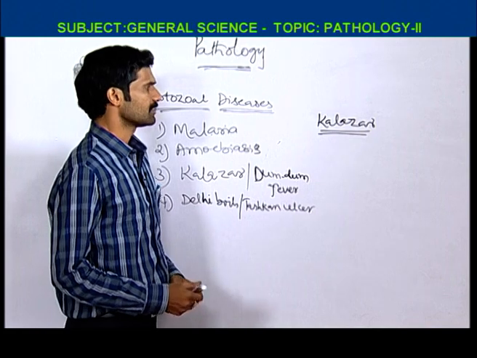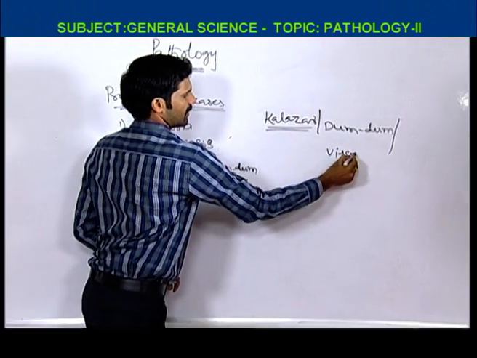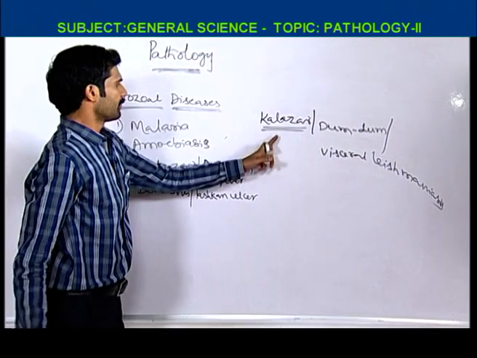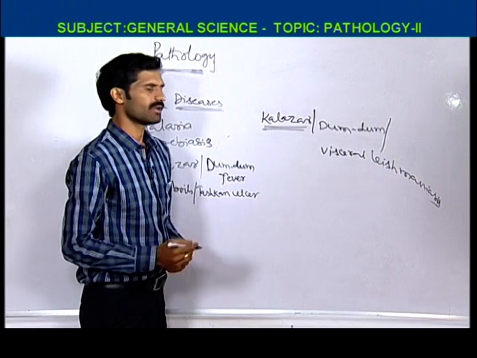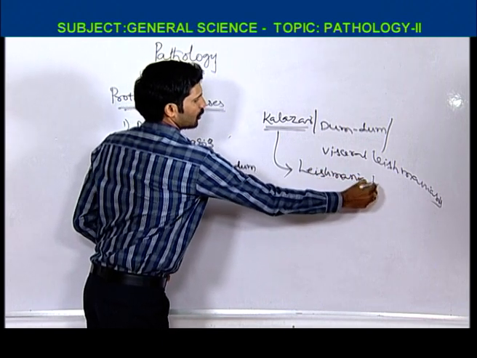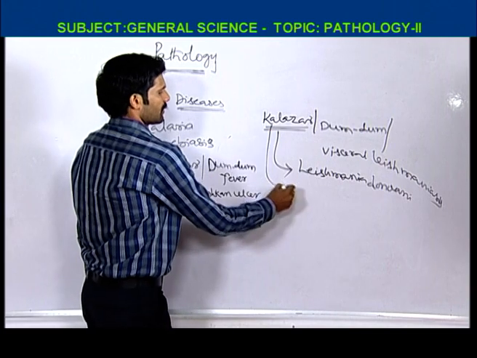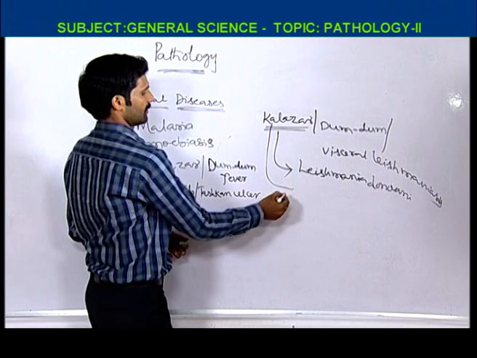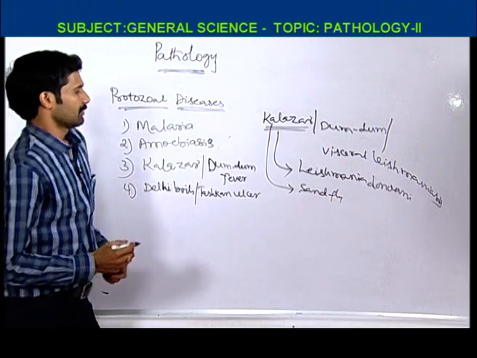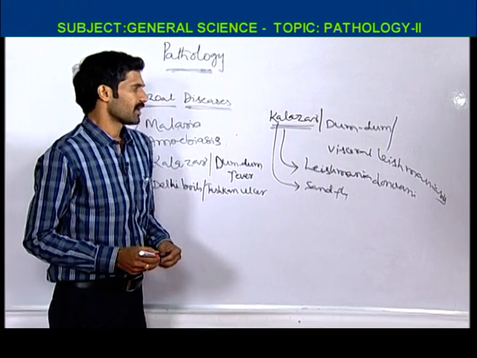Next protozoal disease, kala-azar, also called dum-dum fever or visceral leishmaniasis. It is caused by Leishmania donovani, a protozoal parasite, and is spread by sandflies or sand fleas. The sandfly is a vector for kala-azar, which is caused by the pathogen Leishmania donovani.